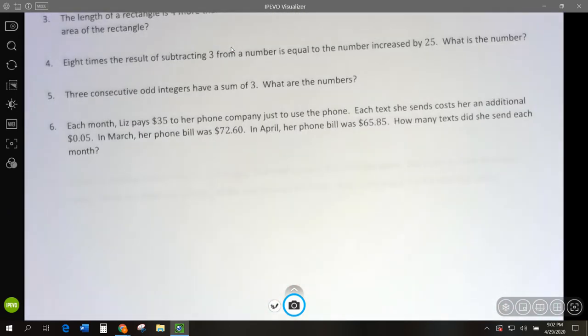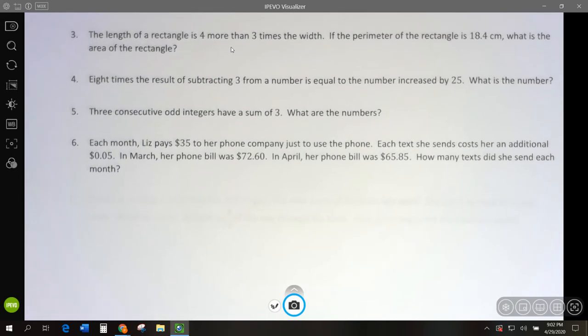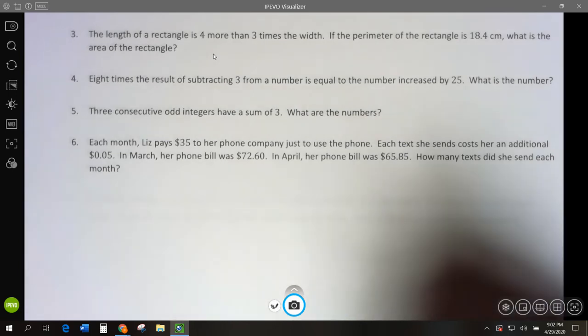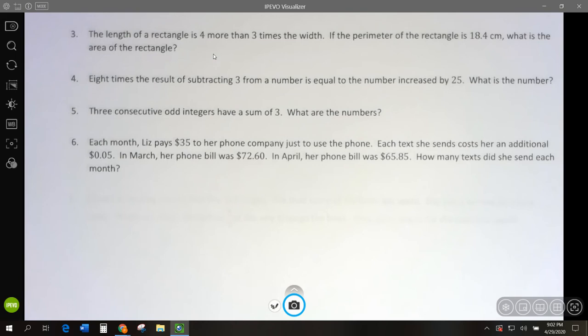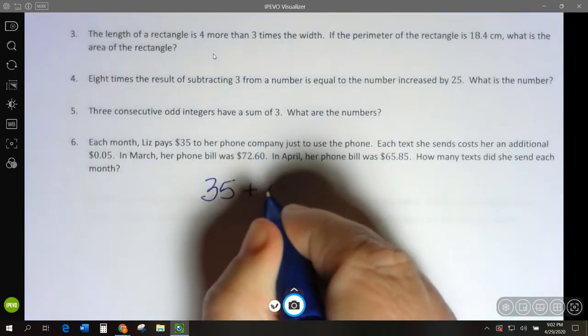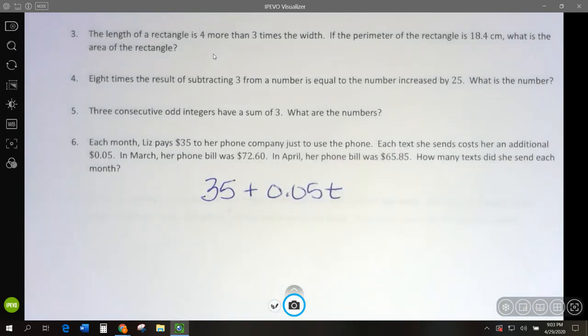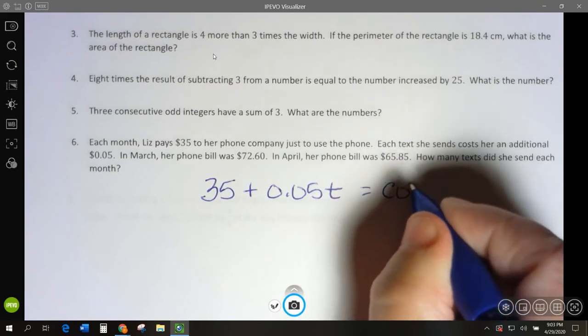Let's go on to problem number 6. 2 problems to do here. They'll do the same style problem, same equation. Basically, we just have to do it for 2 different months. So each month, Liz pays $35 for a phone company, plus an additional 5 cents per text. So basically, it's $35 plus 0.05 per text. That's the equation. That would give you your cost, right?